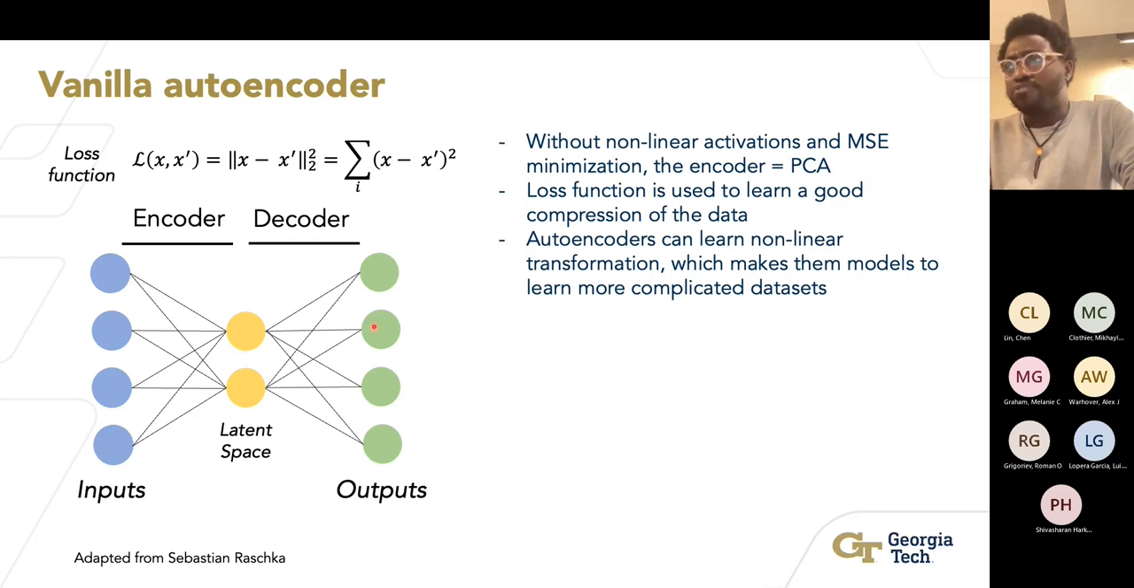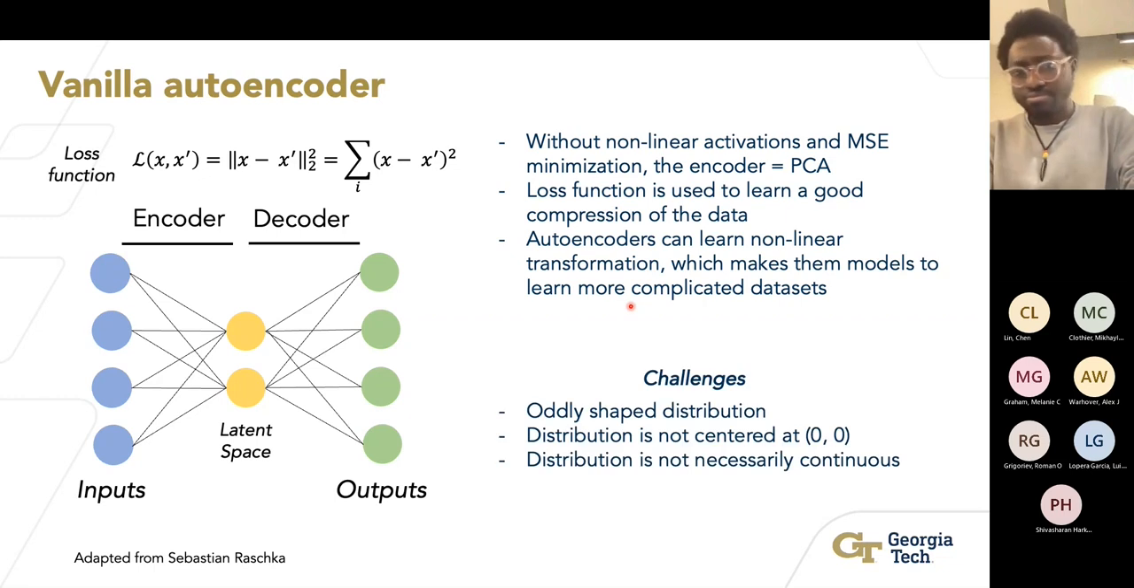A few things to point out: without the nonlinear activations that you have in a neural network, and without this reconstruction loss that I just spoke about, your autoencoder is essentially just a PCA. Another thing I should point out is that autoencoders can learn nonlinear interactions and things like that. But for a vanilla autoencoder, there is some sort of challenge. The distribution is not centered, and it's not continuous.